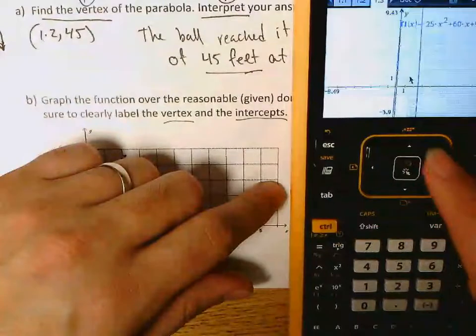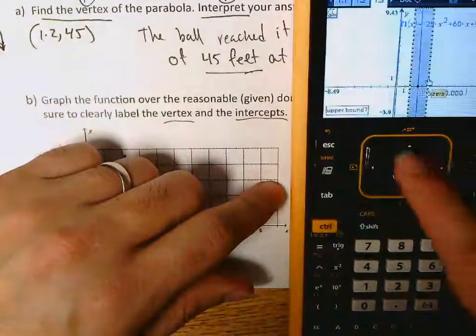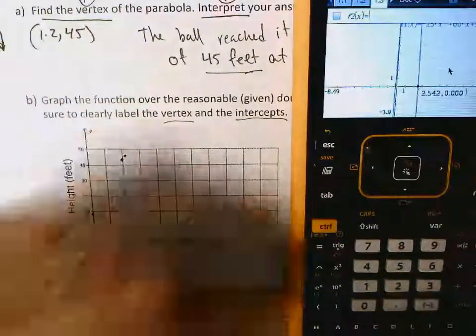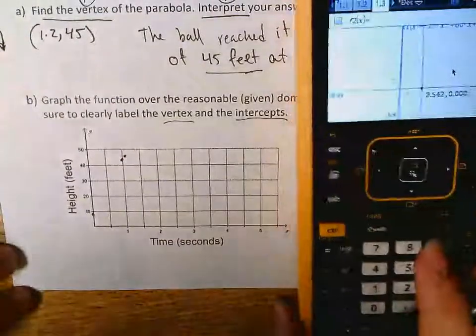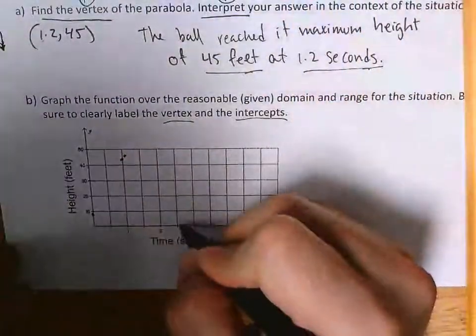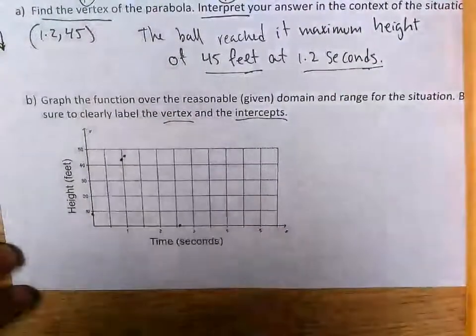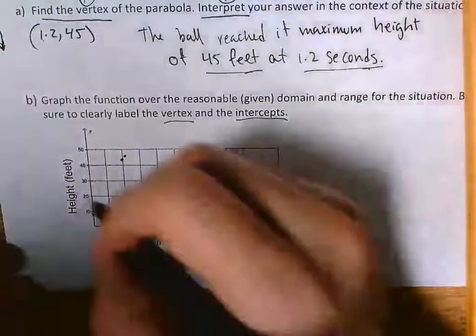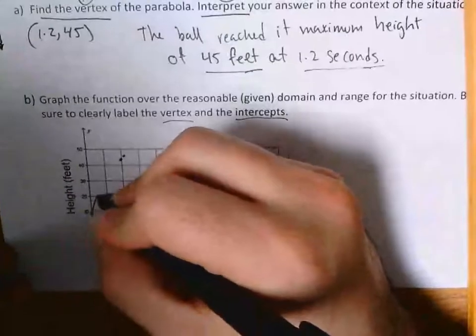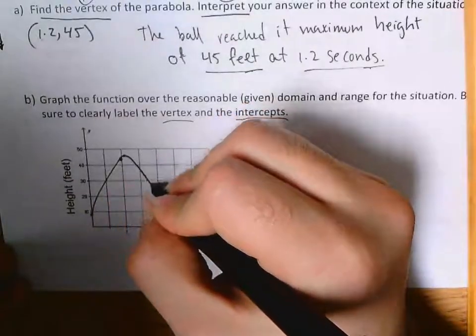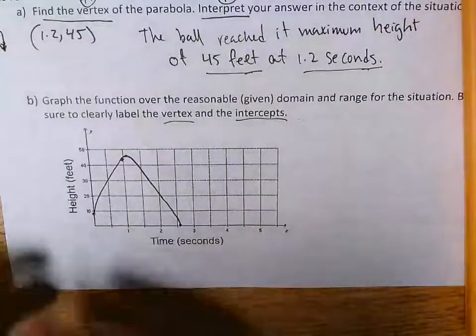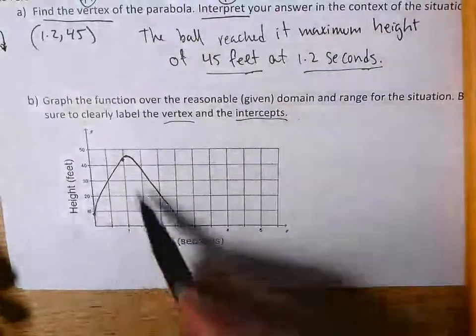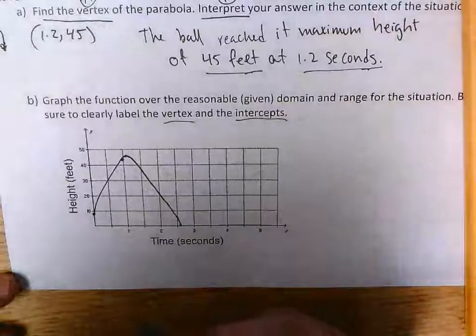So I'm going to get the 0, and it's 2.542 comma 0. So more or less over here, 2.542. I'm just making an estimation, so my graph is going to look like this. I know that's a pretty ugly graph, but it's going to look something like that under this domain and range.